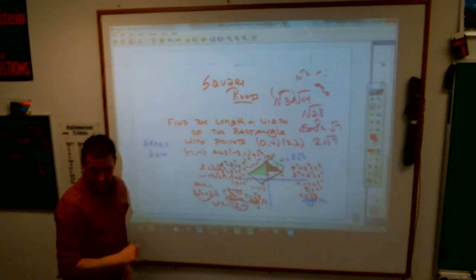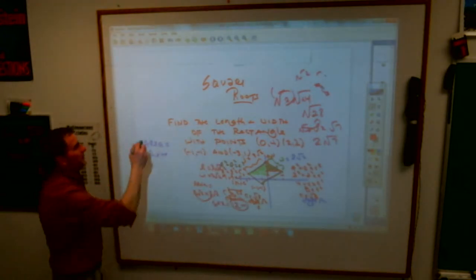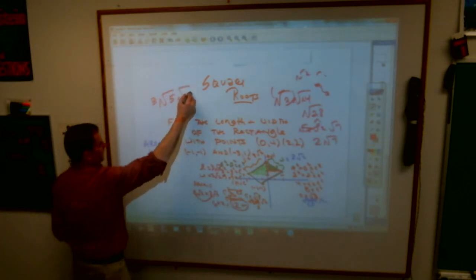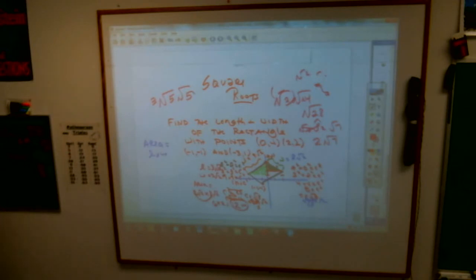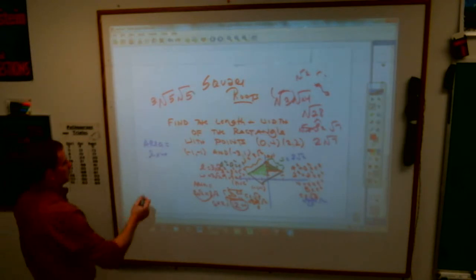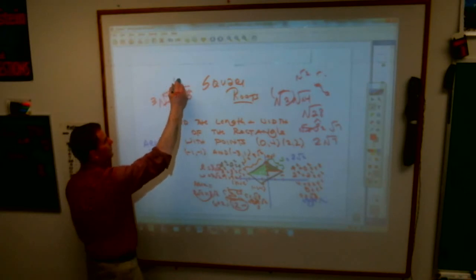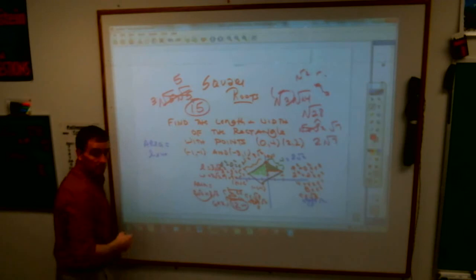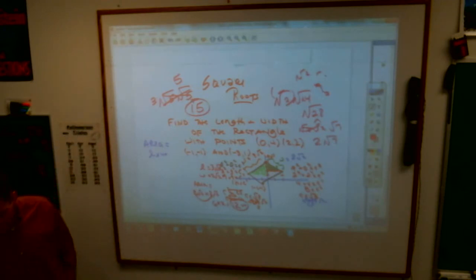Let me throw another one at you. How about this one? What is 3 times the square root of 5 times the square root of 5? What would you get for that answer? It is 15, because 2 square roots of 5 give you a normal 5. 3 times 5 is 15. Really, this is about as uncomplicated as we have to possibly do.